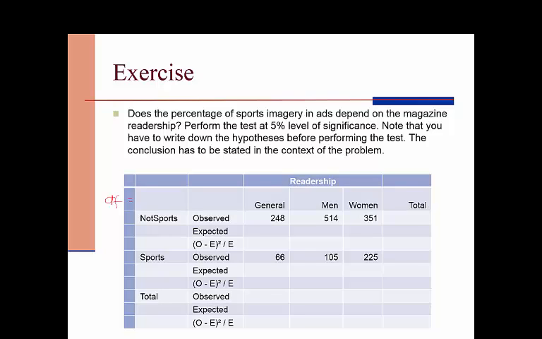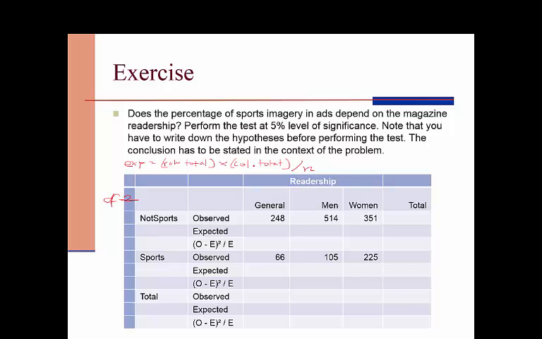So the degrees of freedom in this case is what? Number of columns, which is 3 minus 1, 2, times number of rows minus 1, so 2 minus 1. So 2 times 1 is 2. So at least we know the degrees of freedom is 2. Okay. Now expected value we said is row total times column total divided by total sample size.